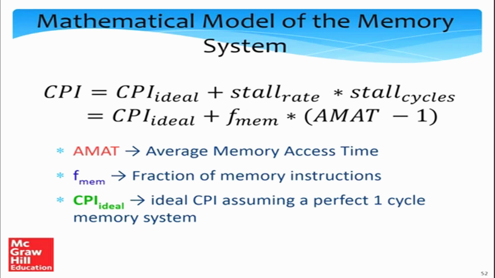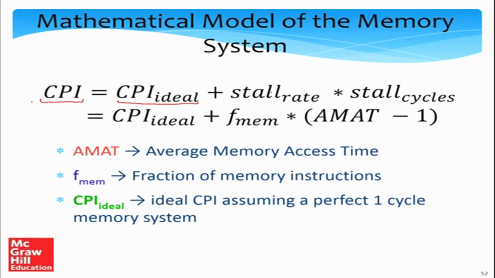So let us compute the CPI of a pipeline that has misses in the cache hierarchy. Let CPI be the actual CPI, and let CPI ideal be the CPI with an ideal memory system where every memory access takes one cycle and every memory access is a hit. So if this is the ideal CPI, let the stall rate be the number of stalls that we have per instruction.